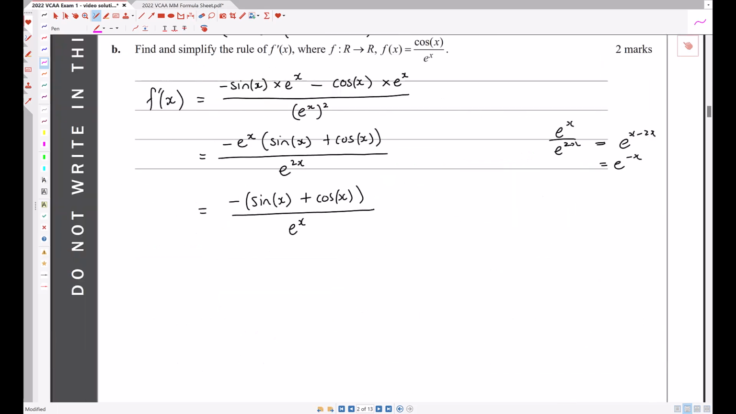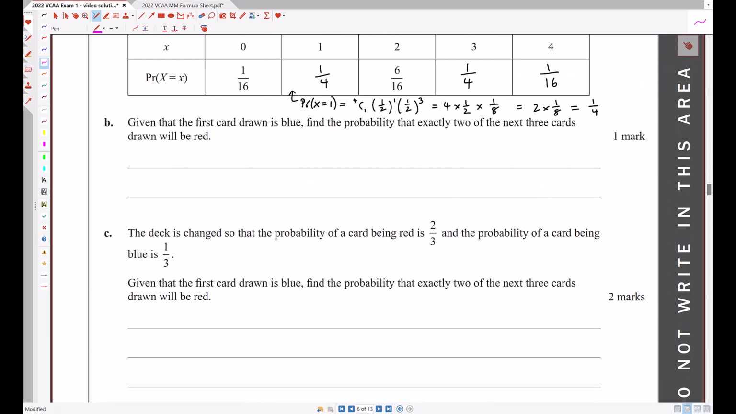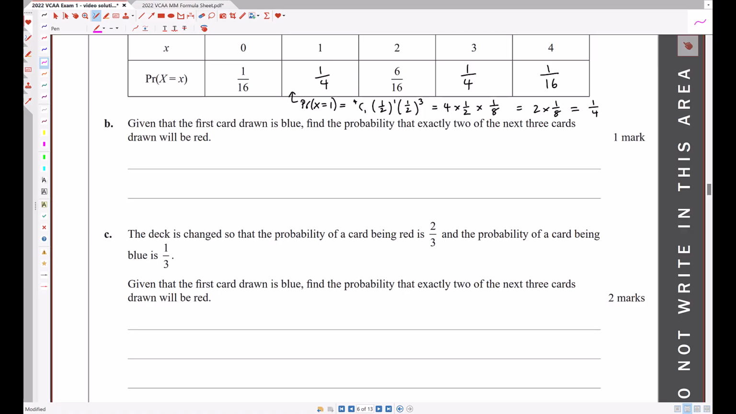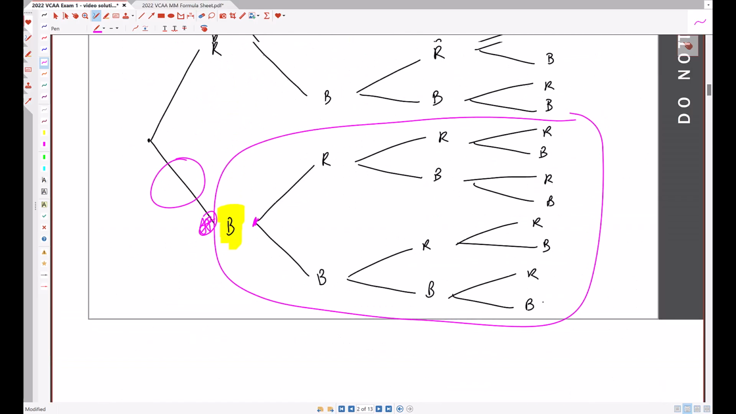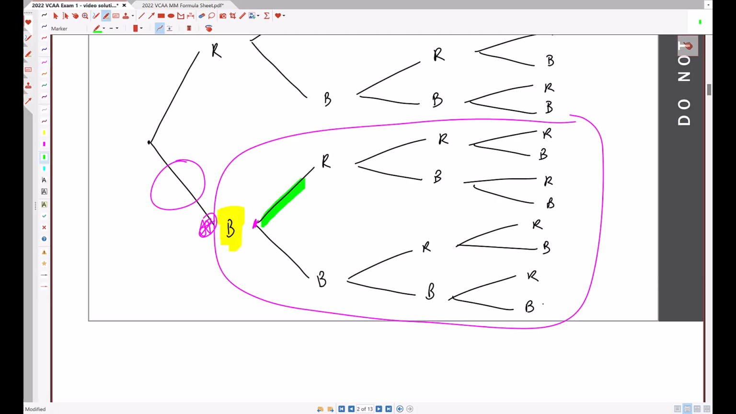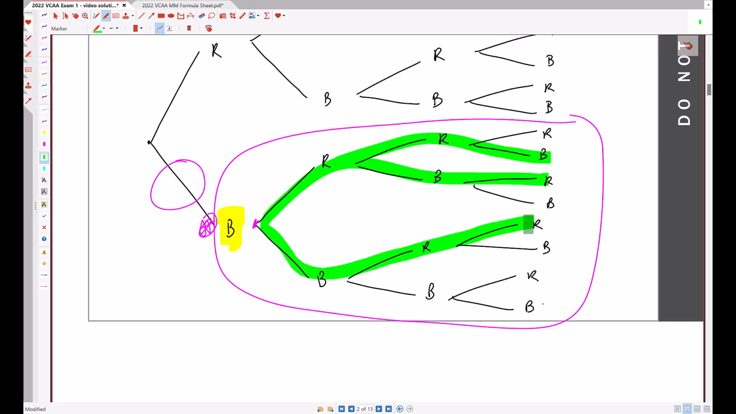So we want, I think it was 2 reds? Sorry. Given the first card drawn is blue, find the probability that exactly 2 of the next 3 cards drawn will be red. Okay, so exactly 2 of the next 3 cards drawn will be red. So that therefore is going to be this branch, this branch, this branch, and that's it. Everything's a half here, so these are all just going to be half times half times half. So this probability is 1/8, this probability is 1/8, and this probability is 1/8, and we add those up, and so we're going to get 3/8.